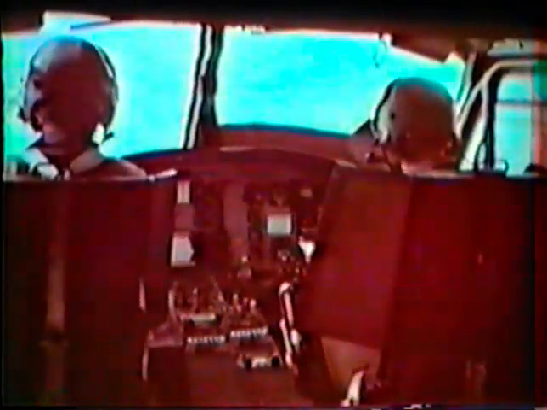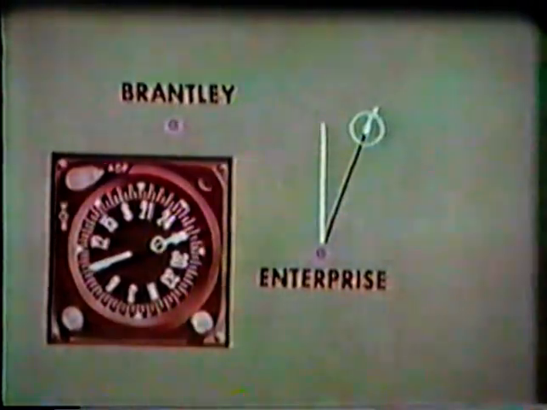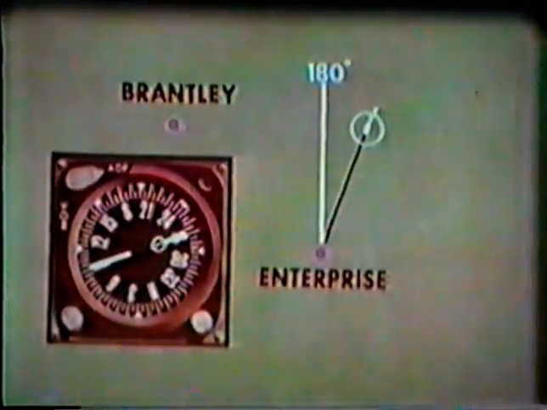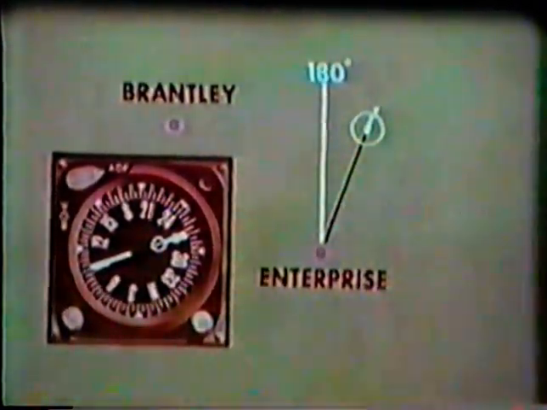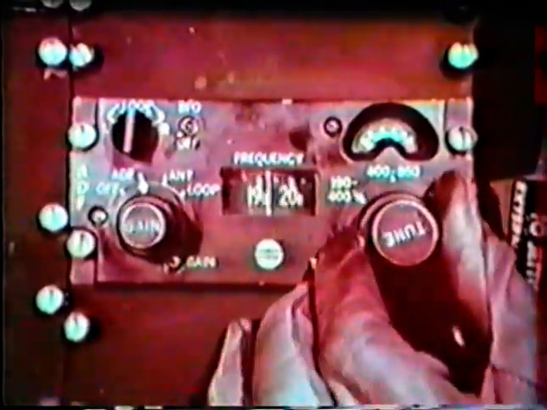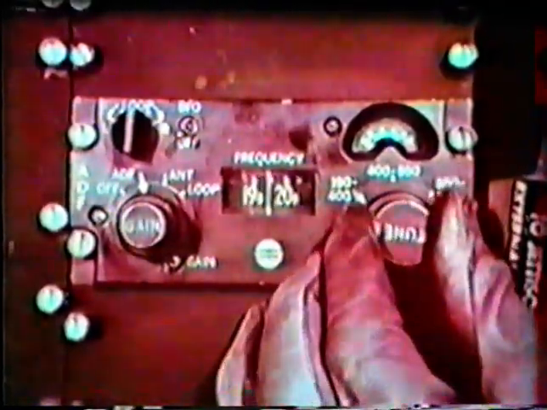You are next told to proceed to the Enterprise beacon via the 180 magnetic course to Enterprise. To do this, we use the next basic procedure, track interception. The objective is to establish yourself on the 180-degree magnetic course to Enterprise. You should immediately retune to the Enterprise frequency from the Brantley frequency. Your present heading is 200 degrees to Enterprise.